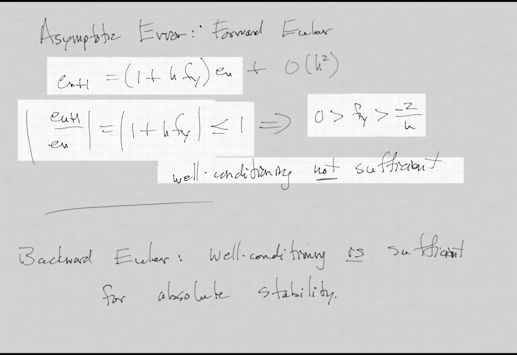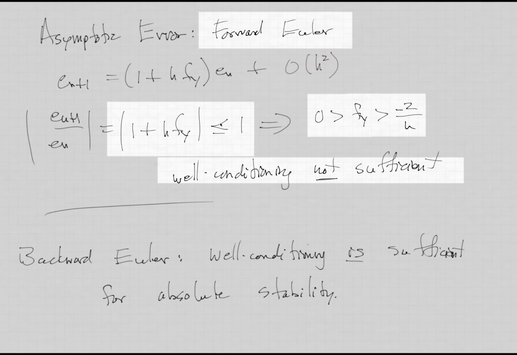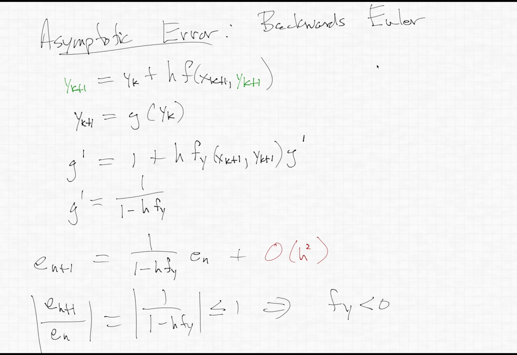So, if you're using the forward Euler method, then we can say that well-conditioning is necessary, but it's not sufficient, because it only says that this is true, and it doesn't include the second condition. Okay, now let's look at the situation with the backwards Euler formula.